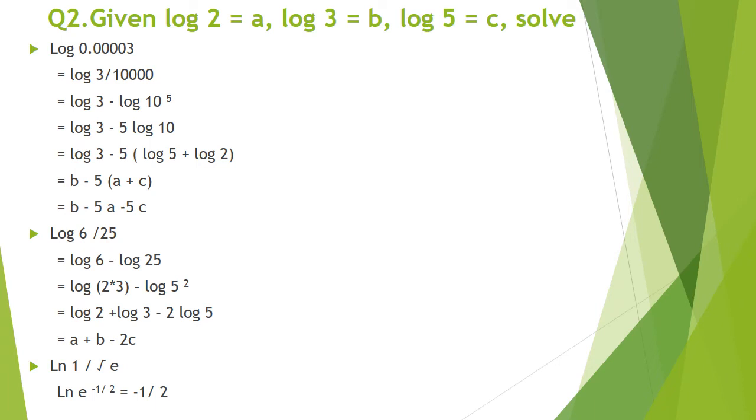Next we have ln of 1 divided by under root e. Ln e is equal to minus half.